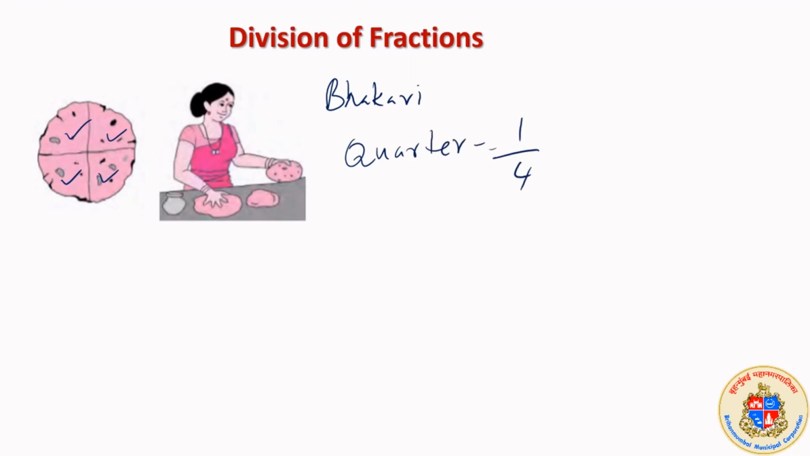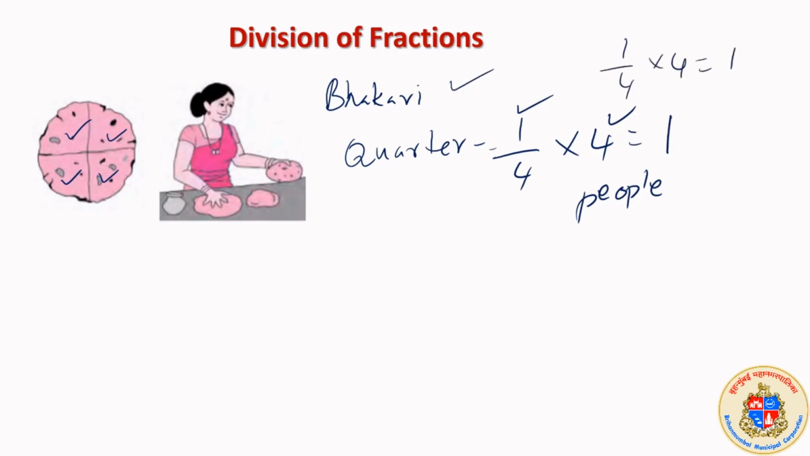The whole is divided, and out of that 1 is called 1 upon 4. How many people can have this? 4 people can eat this, right? That means when 4 people eat 1 upon 4 of bakri, the total 1 bakri will get over. Why? 1 upon 4 into 4 is equal to 1. We just saw this.